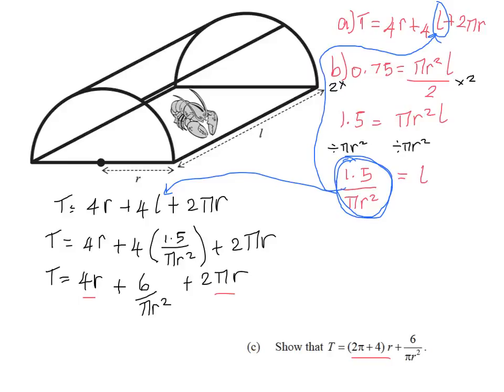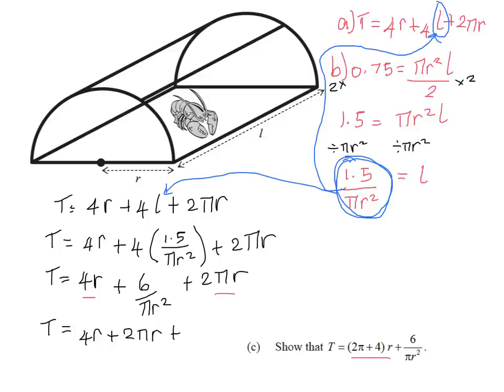So I'm going to move them closer together, 4r and 2 pi r. We get T equals 4r plus 2 pi r. So I just took these two things and moved them together so it could look more like that.